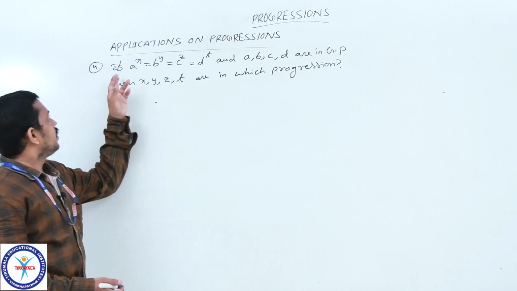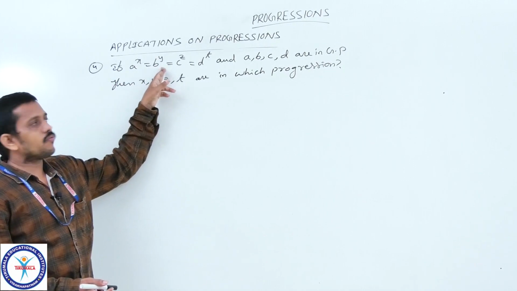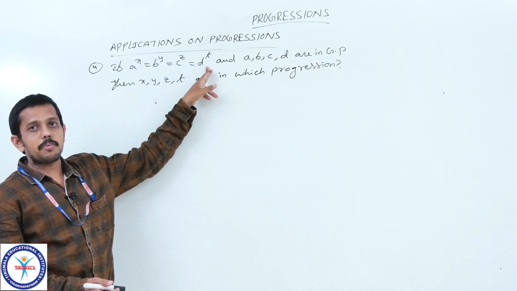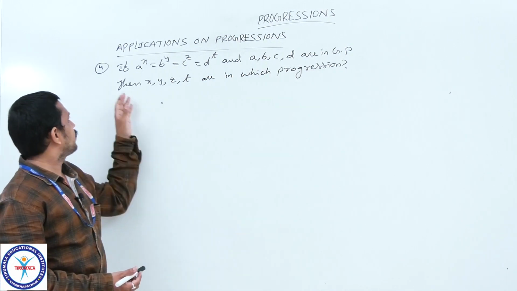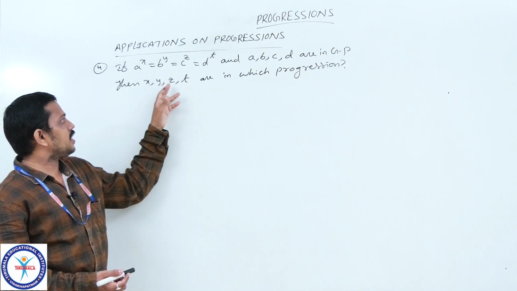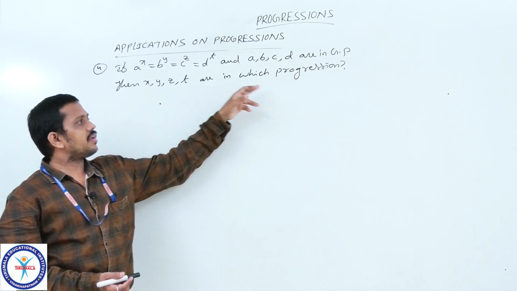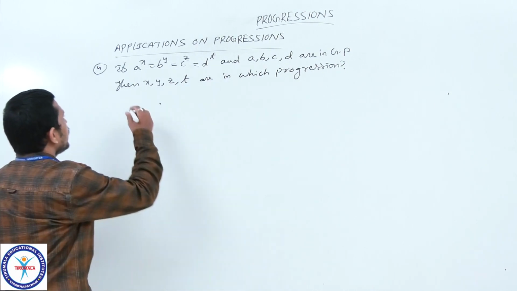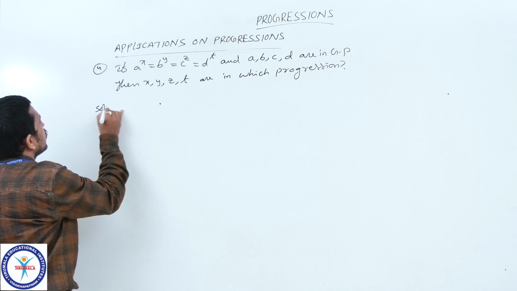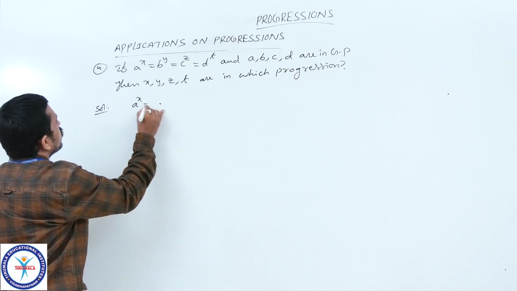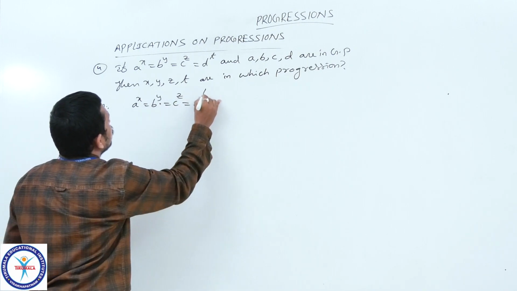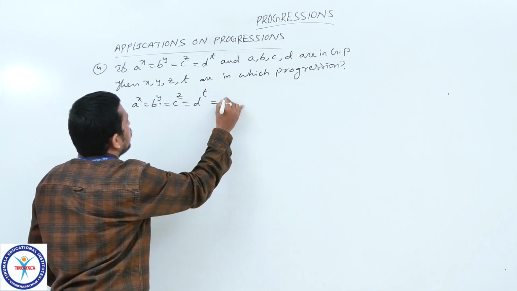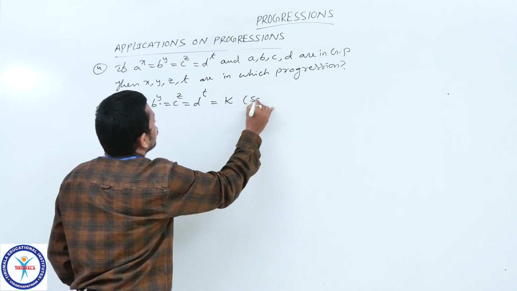Next problem. If a power x is equal to b power y is equal to c power z is equal to d power t and a, b, c, d are in geometric progression, then x, y, z, t are in which progression? Here it is given that a power x is equal to b power y is equal to c power z which is equal to d power t. Let it be equal to k.